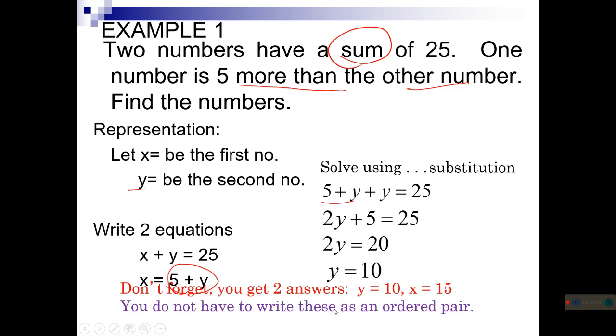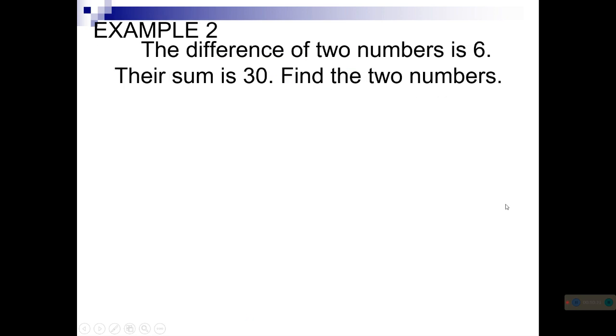You do not have to write this as an ordered pair because sometimes you have a different representation, for example, your x will be the second number and your y will be the first number. Then, with that representation, your x will be 10 and your y will be 15. That's why in solving worded problems, you do not have to express your answer as an ordered pair. Okay? So, did you get number 1? Okay? So, let's proceed with number 2.